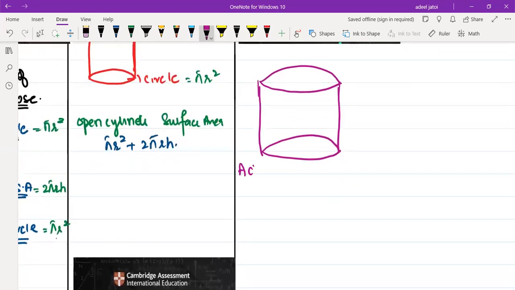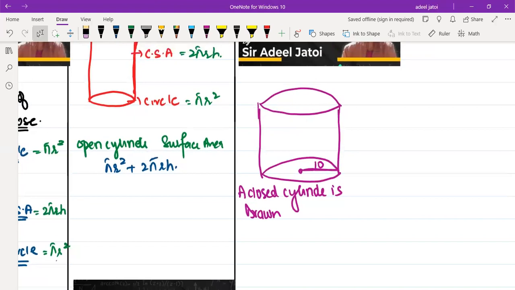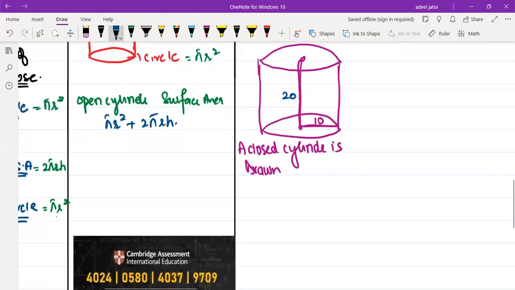A closed cylinder is drawn. Let's say the radius is 10 and the height can be here or on the right hand side as well. So let's say the height is 20. So the radius is 10 and the height is 20.